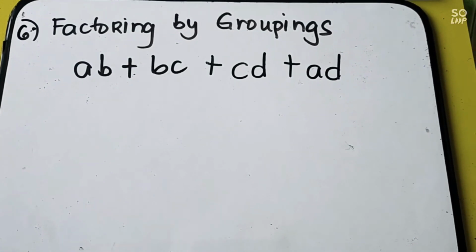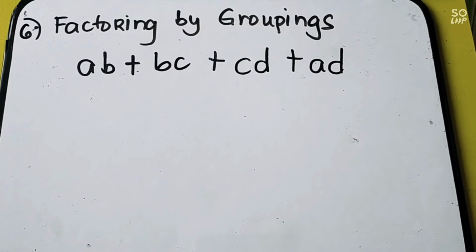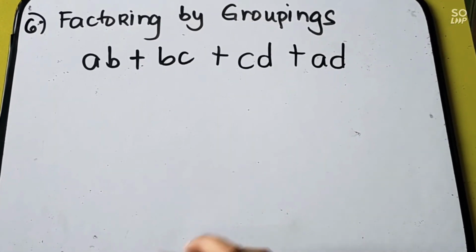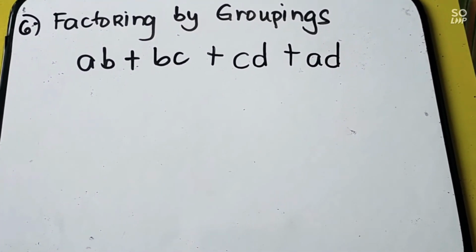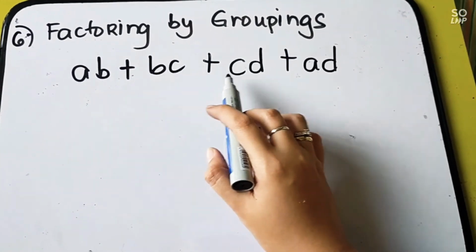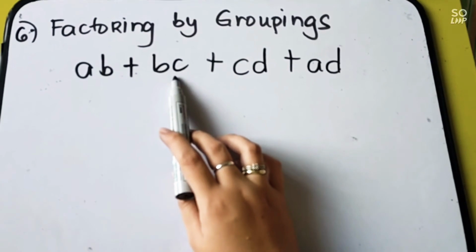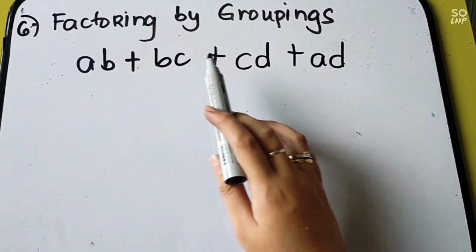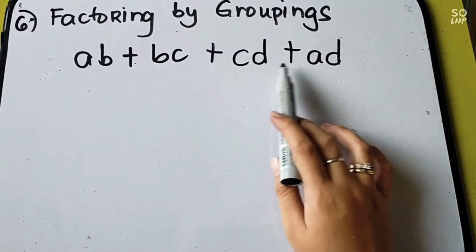So, in this one, you are going to group the terms with common terms. Okay? So, when you say grouping, lalagyan lang natin siya, isa-separate lang natin siya by using open and close parentheses with common terms. Let us have this one. We have AB plus BC plus CD plus AD. As you can see, AB plus BC have a common term. What is the common term? We have B. And then CD plus AD, we have a common term, which is D.